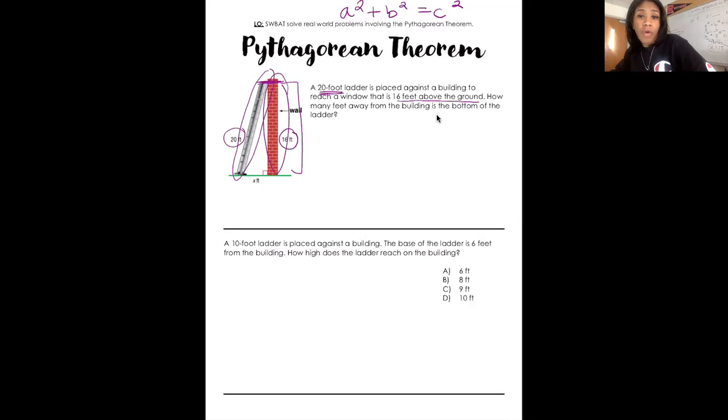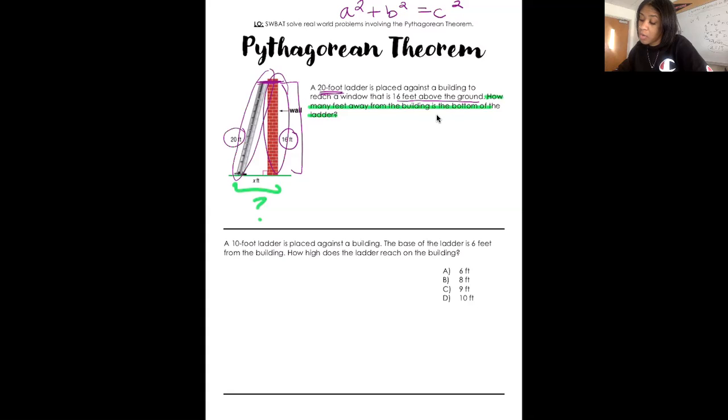And we're solving for how far away from the building is the bottom of the ladder. That's the question. How far away from the building is the bottom of the ladder? So we're looking for this length right here. We don't know it, okay? Step 2, label A, B, C, and D.